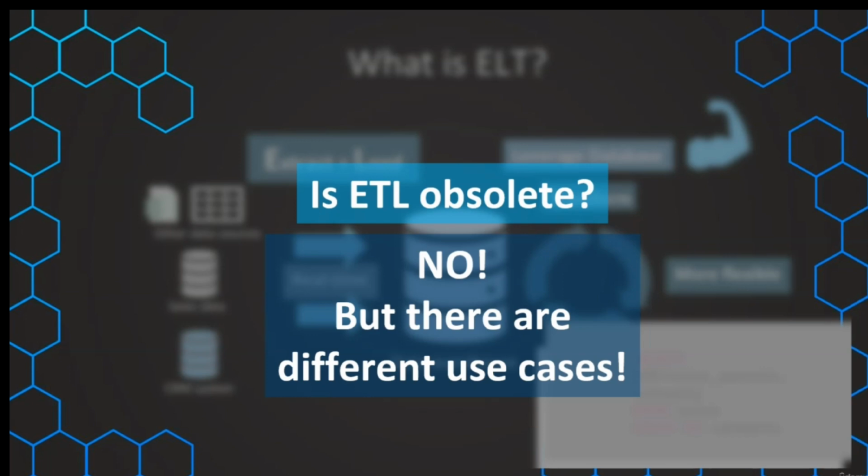And this is why in the next lecture we want to compare ETL with ELT, look at the benefits, the downsides, and then understand in what situations we want to use an ELT instead of an ETL.